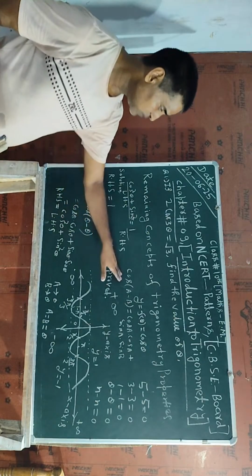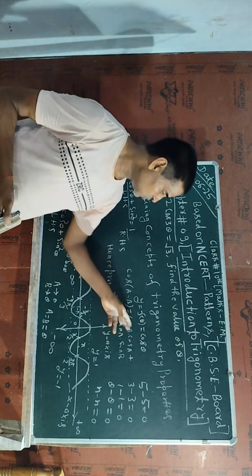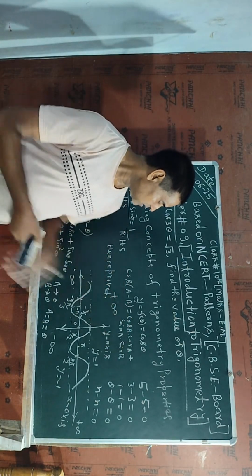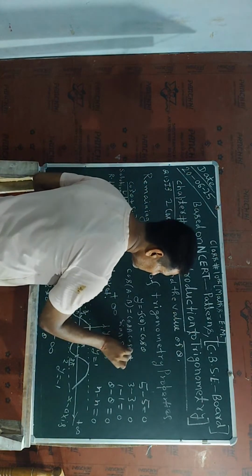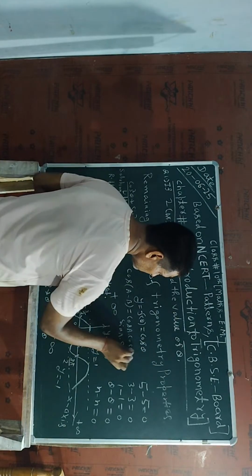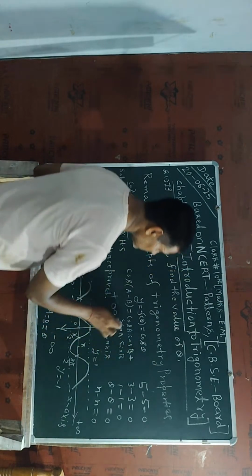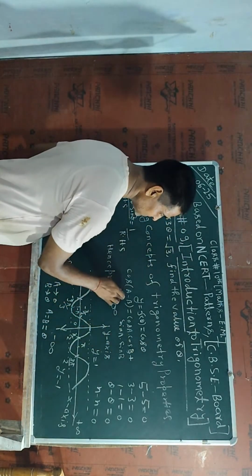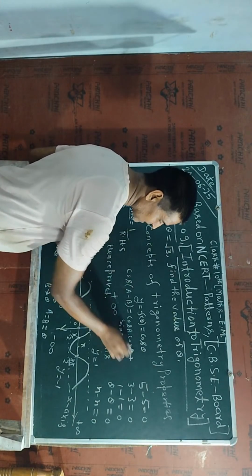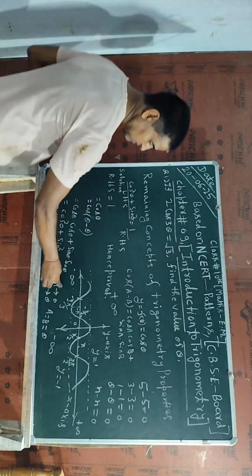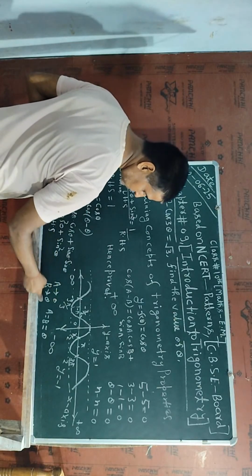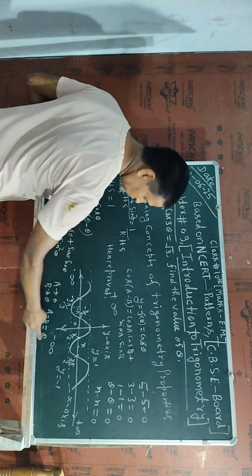Now I will use here the formula cos(A minus B), which is equal to cos A cos B plus, here minus is given, therefore here I will put a plus sign, sin A into sin B. So theta, A is also theta, B is also theta. It means that A is equal to B is equal to theta.